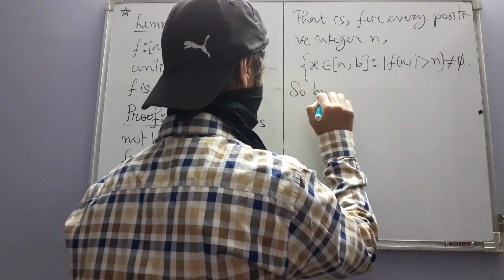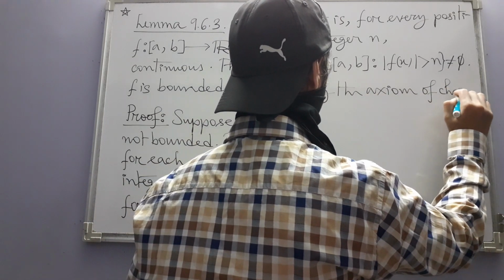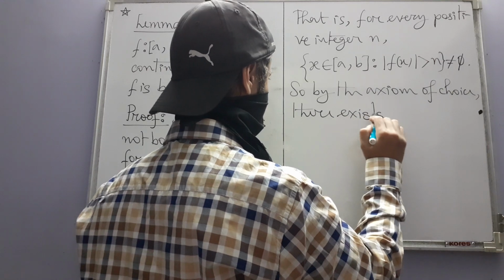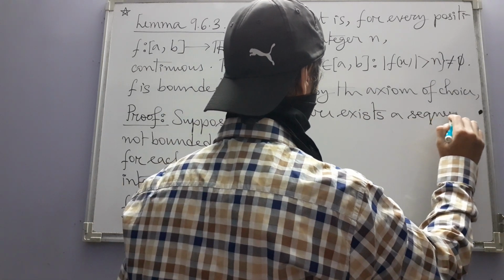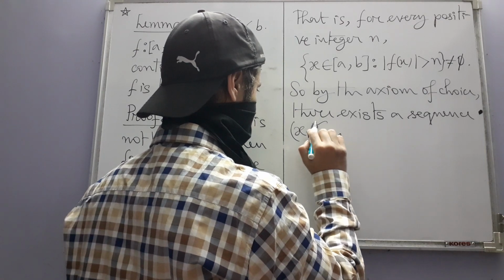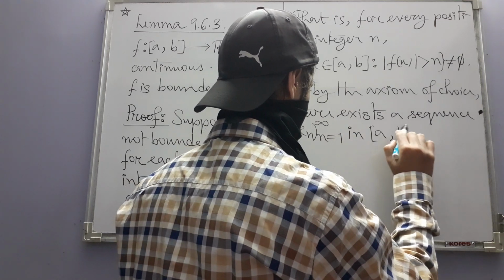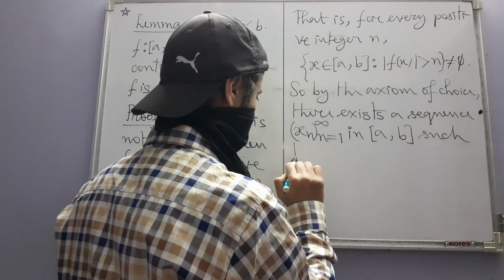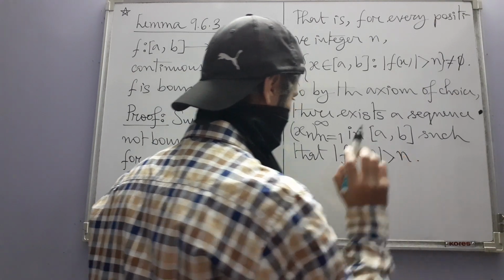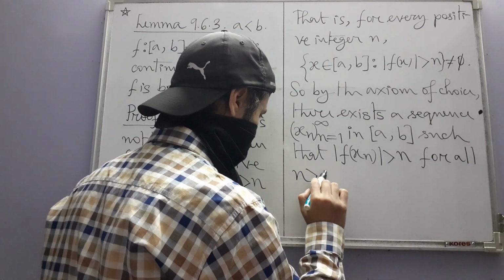So by the axiom of choice, there exists a sequence xn in the closed interval a comma b such that f of xn is greater than n for all positive integers n.